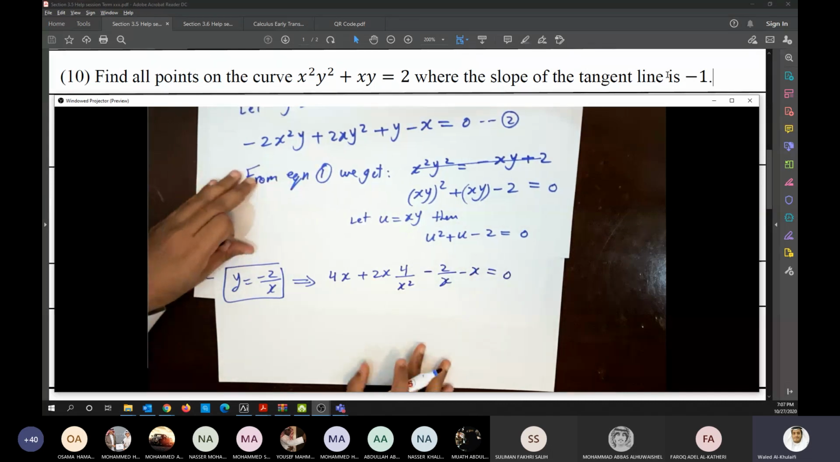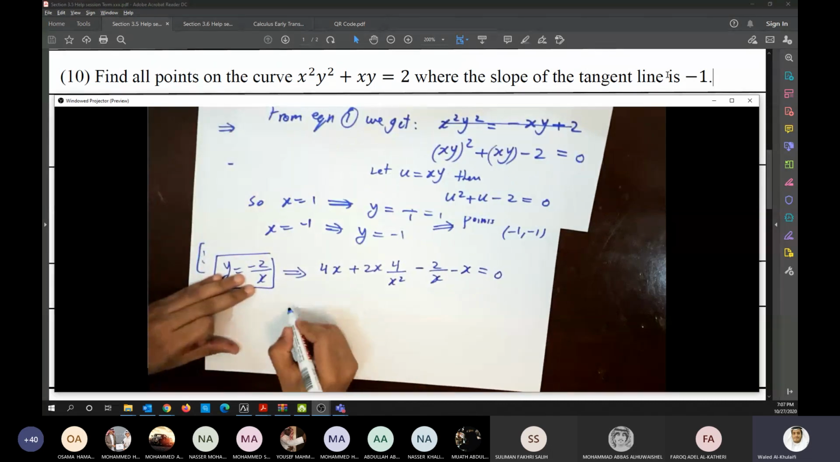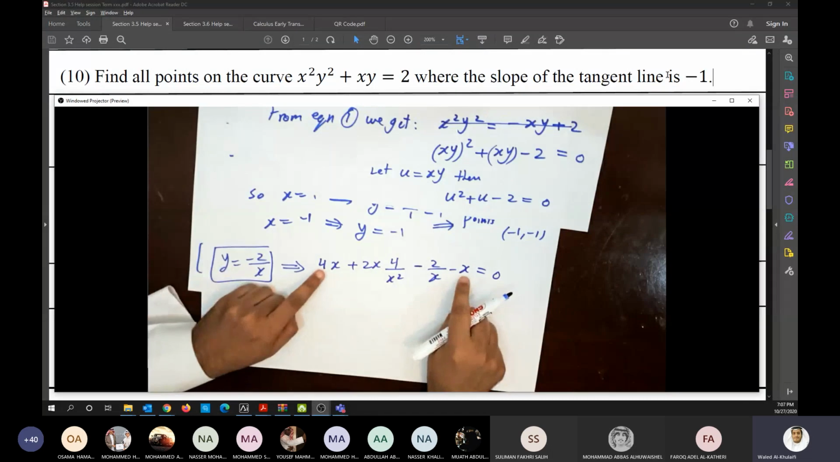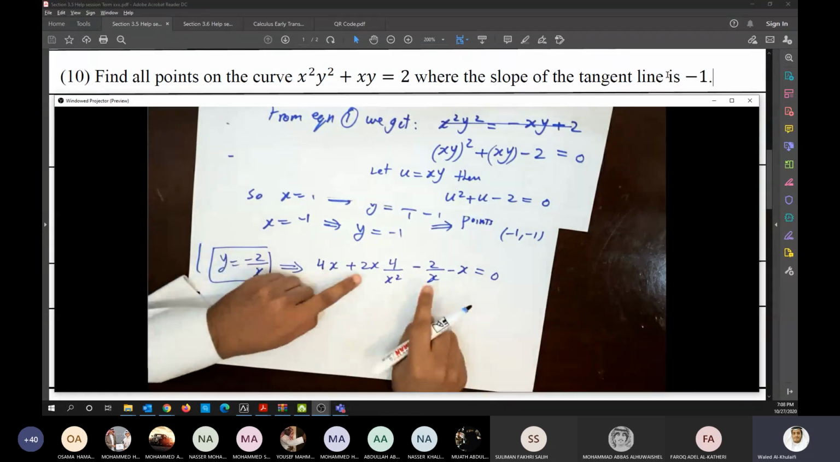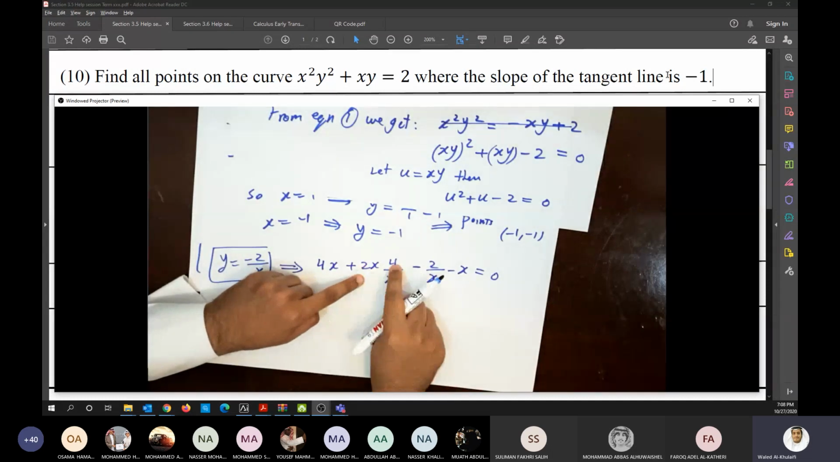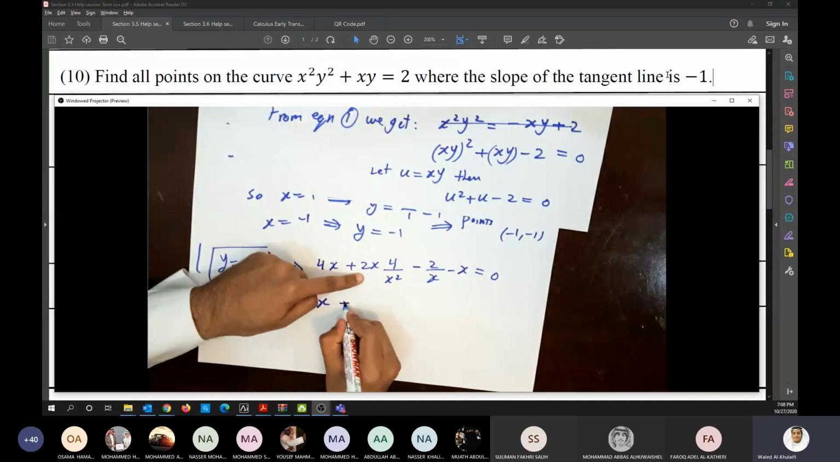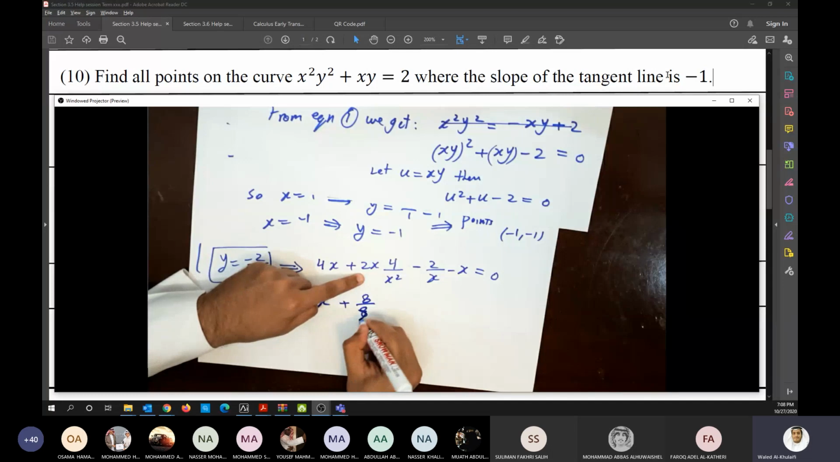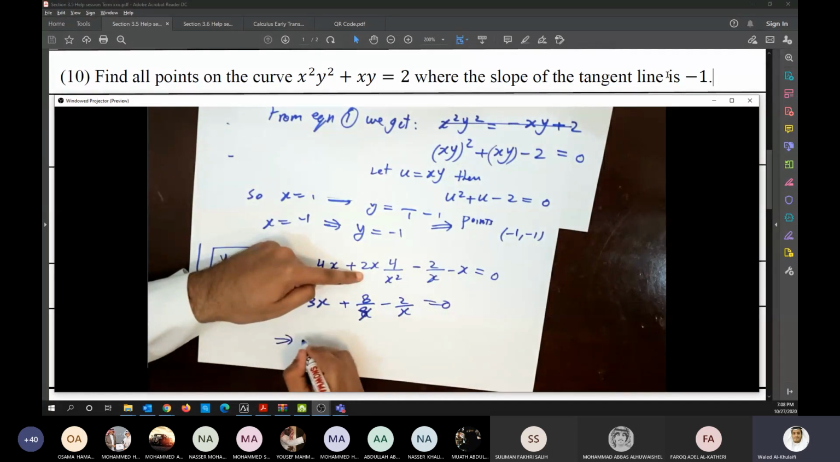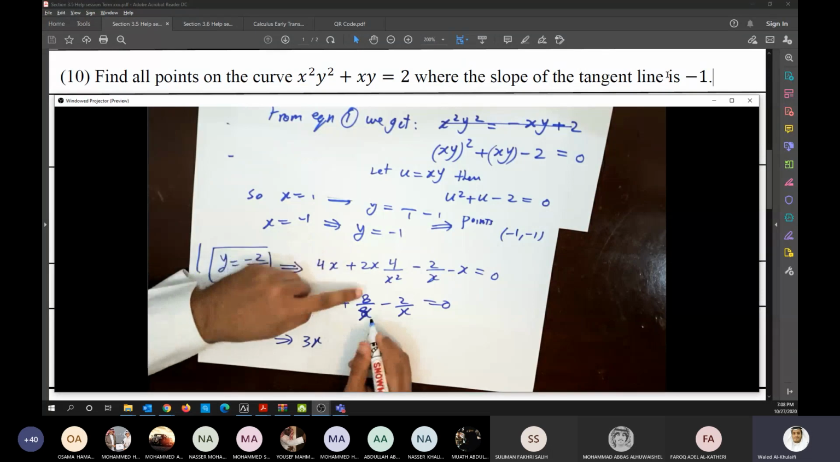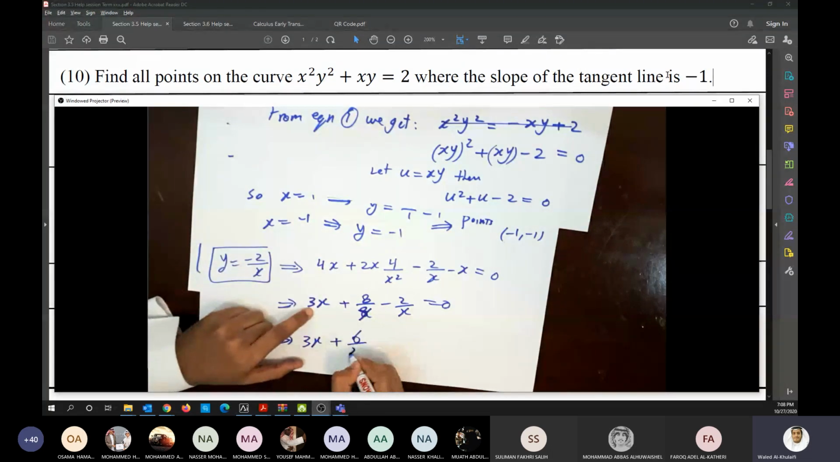Now here, look at these two. 4x minus x, what do we have? We have 3x. Now here, you have plus 8 over x, sorry, minus 2 over x, equal to 0. So we have 3x, and 8 minus 2, which is plus 6 over x, equal to 0.